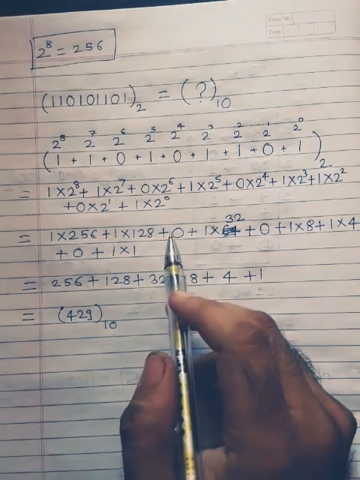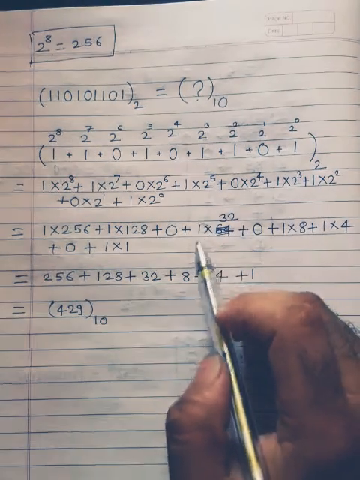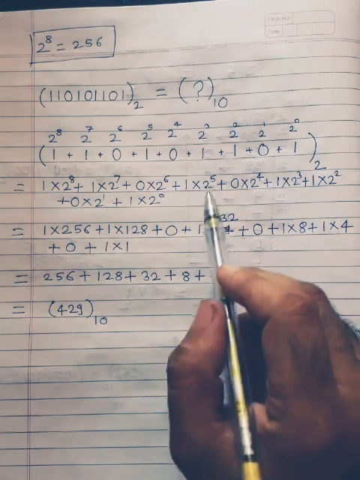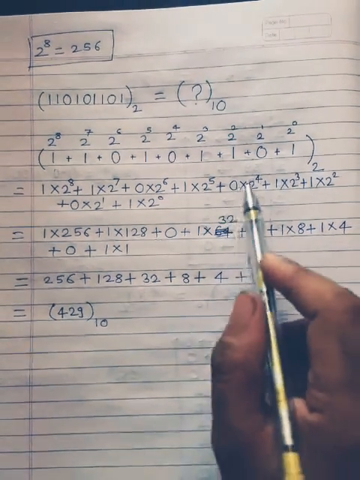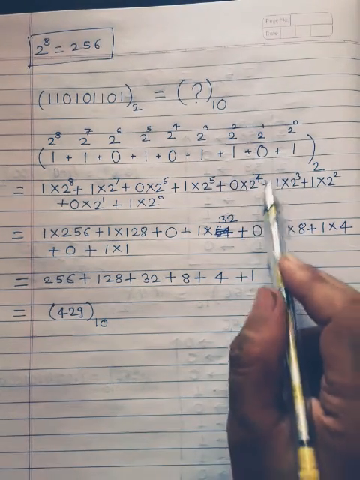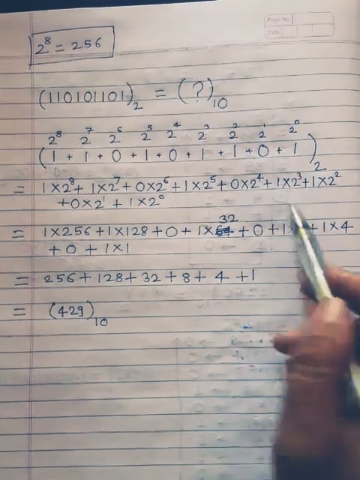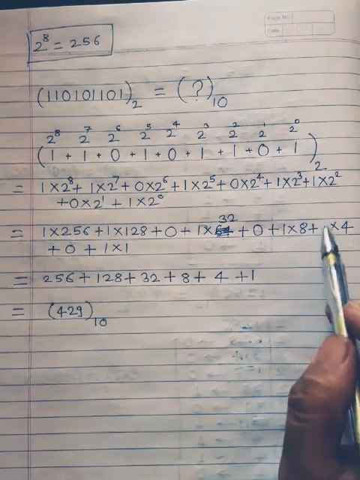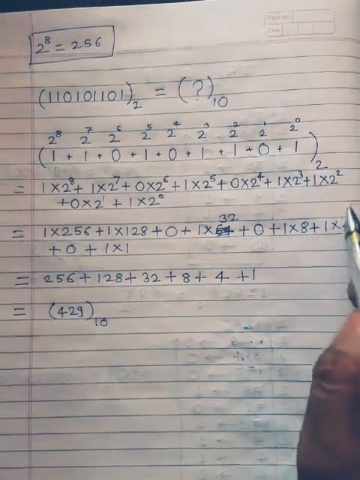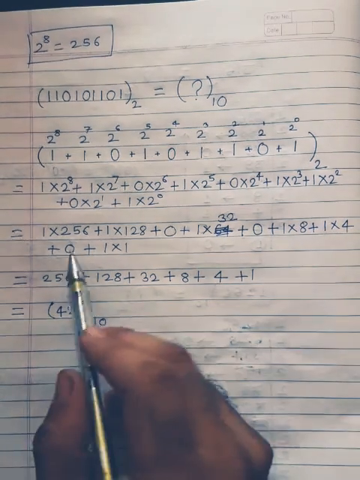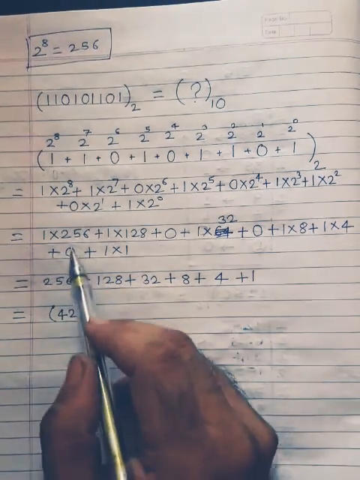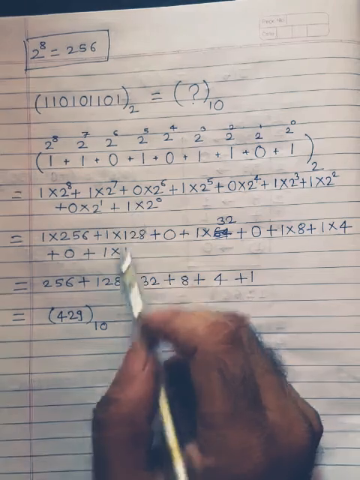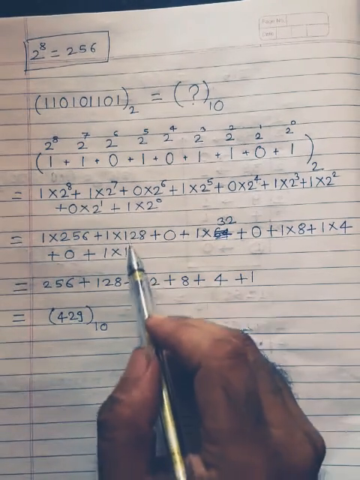and 1 multiplied by 2 to the power 5 is 32, plus 0 into anything is 0, plus 1 into 2 to the power 3 is 8, 1 multiplied by 8, plus 1 multiplied by 2 to the power 2 is 4, plus 0 into anything is 0, plus 1 into 2 to the power 0 is 1.